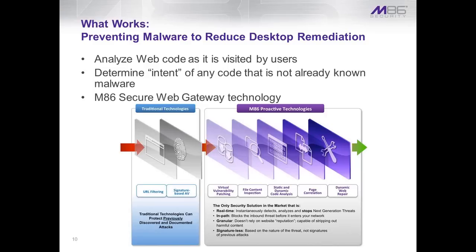And if you notice the points below, real-time, empath, granular, signatureless, these are Gartner requirements of what it's going to take to stop next-generation attacks. We're the only people who do this. We're the only company that provides our customers and our partners with these types of solutions.